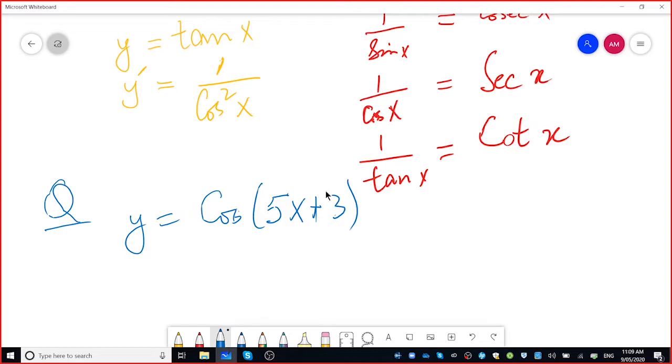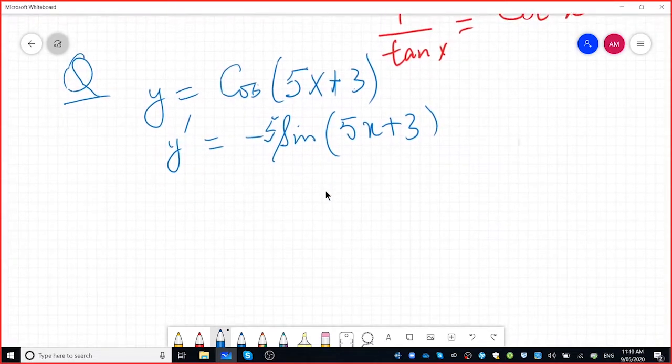Yeah. So it'll equal -5 sine 5x plus 3. So y bar would be negative sine 5x plus 3, and then we differentiate what's in the bracket, which is 5, and it would come earlier, so we can write it now like this. Yeah, good.